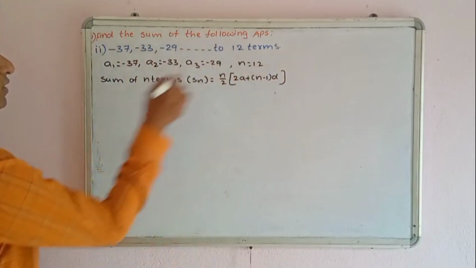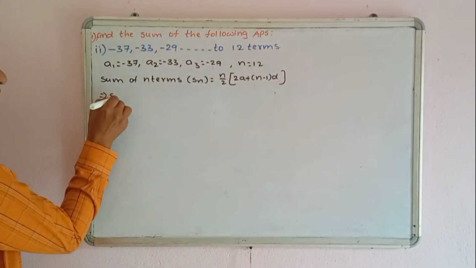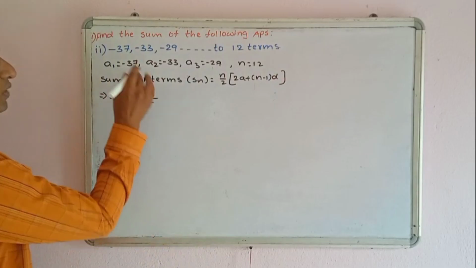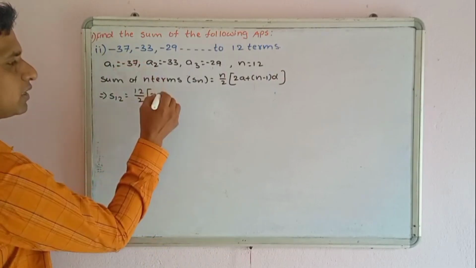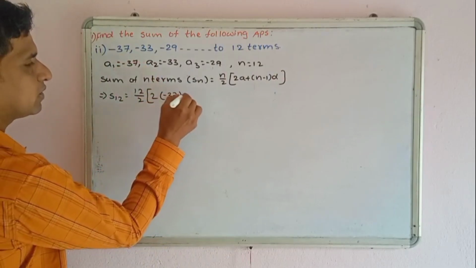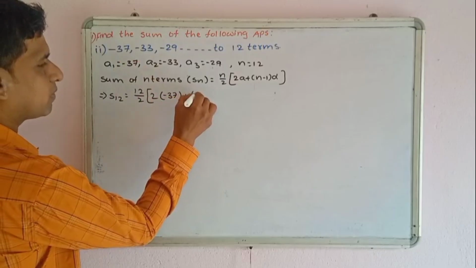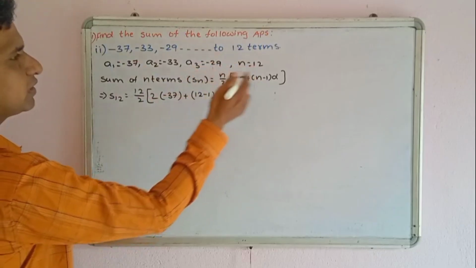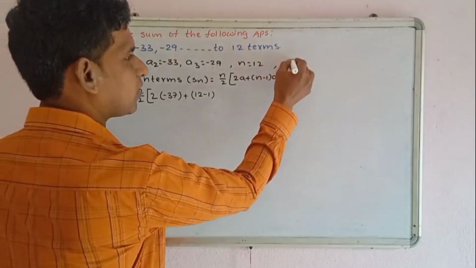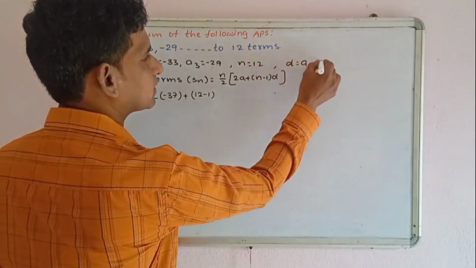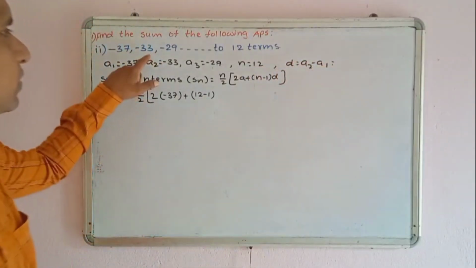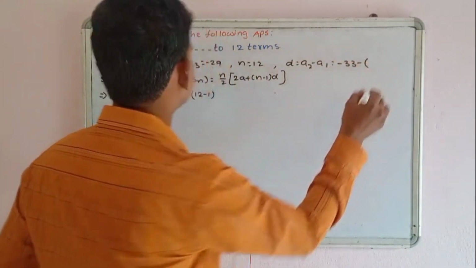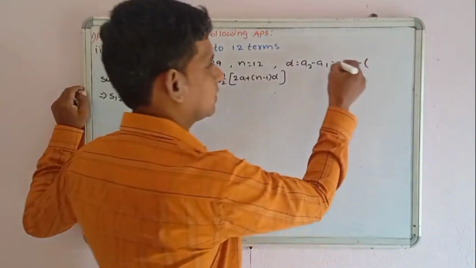So here how many terms are there? 12 terms. So S12 equals 12 by 2 into 2a, where a is nothing but A1, minus 37, plus n minus 1, that is 12 minus 1, times d. d is the common difference. What is the value of d? d equals A2 minus A1. Here A2 is minus 33, minus A1, which is minus 37.